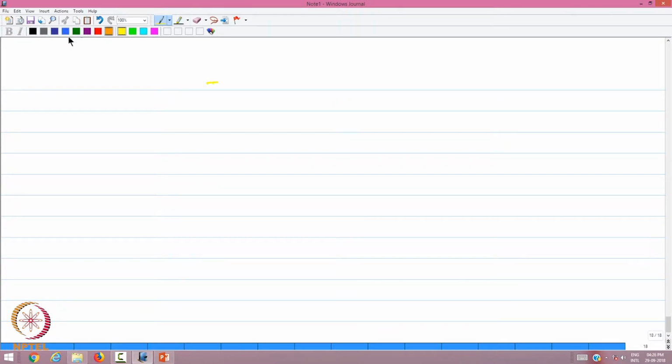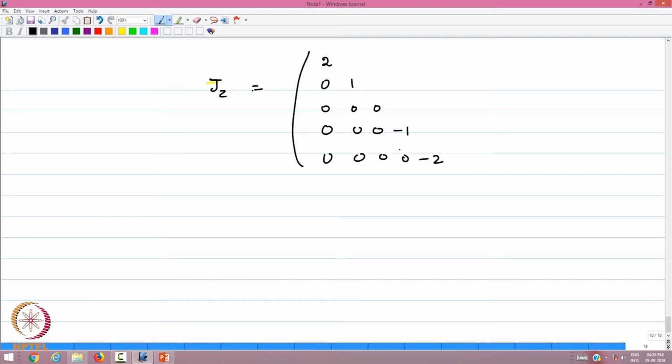So, Jz is immediately written as m being 2, 1, 0, minus 1, minus 2. So, you have 2 1 0 minus 1 minus 2, and so you have these zeros of all these things, 1 2 3 4. This is diagonal. There are 5 of these, and that's the Jz operator.